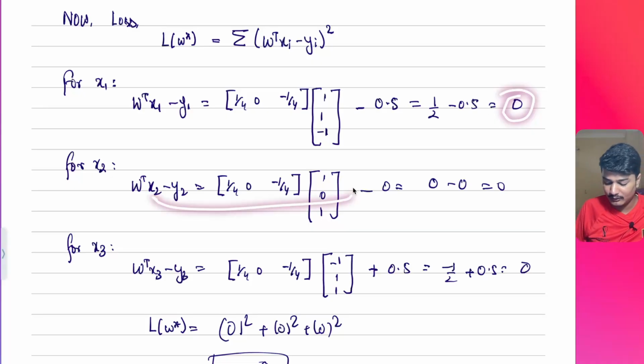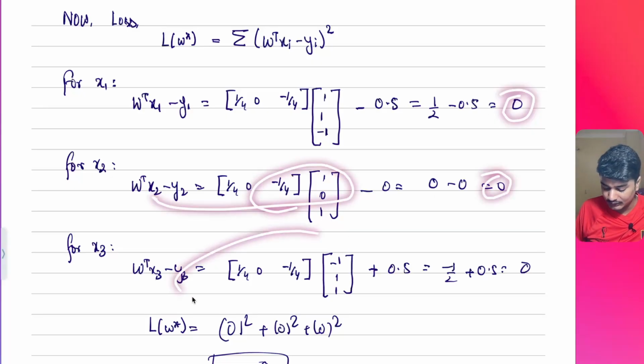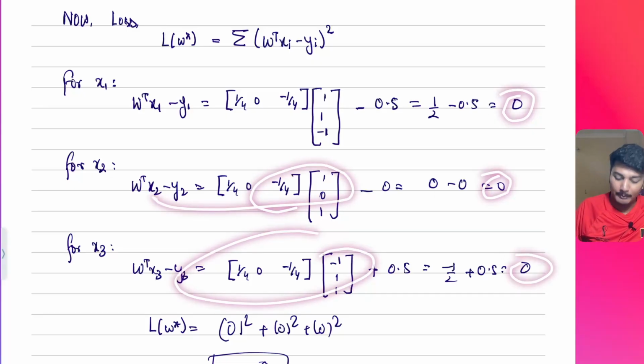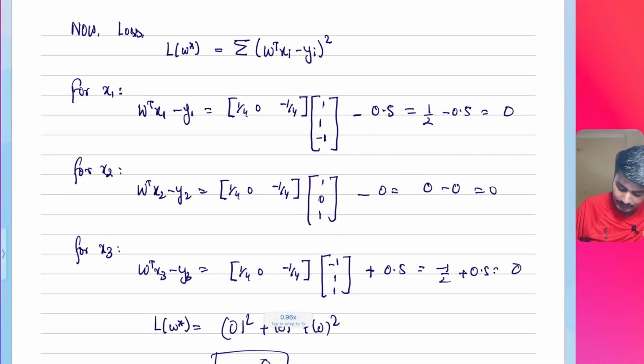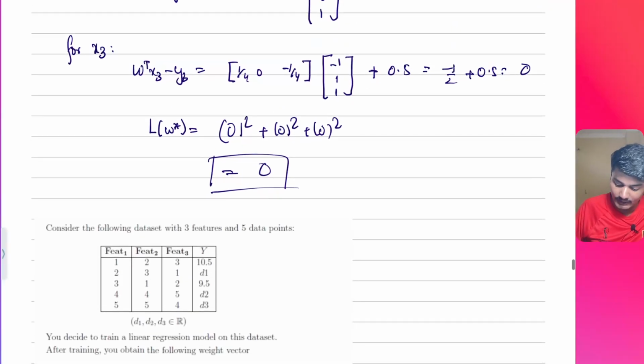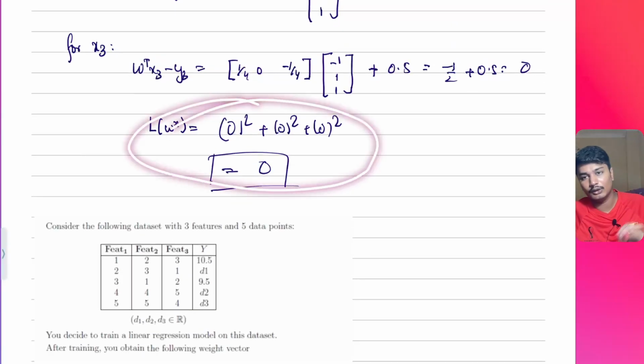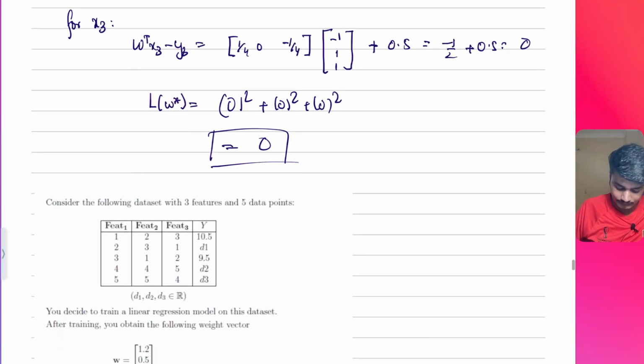Similarly, for W2 you will find it also comes as 0, and W3 will also come as 0. So the summation of any loss is basically the summation of all of these. When you sum all these losses, that is 0 plus 0 plus 0, you will get 0, and 0 is our answer.